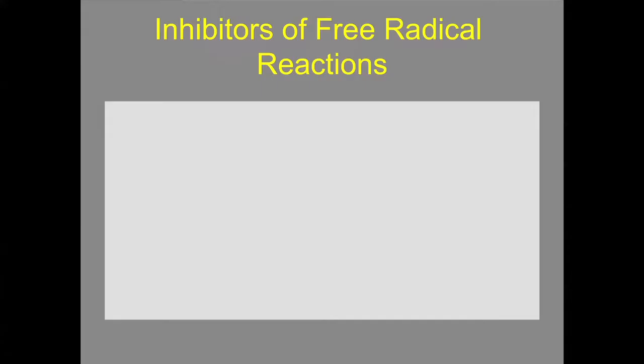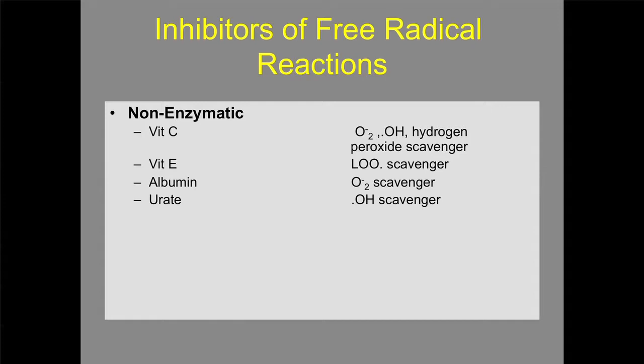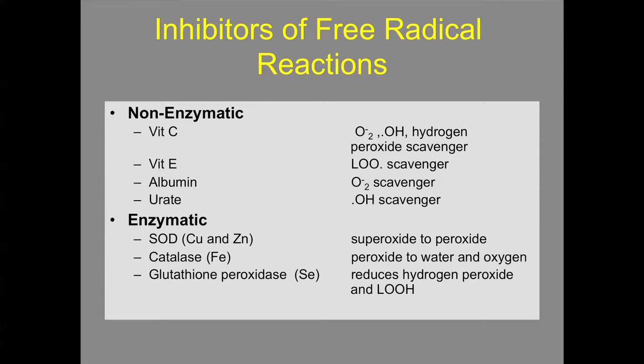How is this process inhibited? There are some natural inhibitors, some present in the diet and some present within the body. So vitamin C and vitamin E, I'm sure you've all heard of, in the diet. Albumin and urate are produced endogenously. They're molecules which are produced by the body itself, and they have some antioxidant effects. And then there are enzymes produced in the body, superoxide dismutase, catalase, and so on, which are also often induced by exposure to free radical attack.